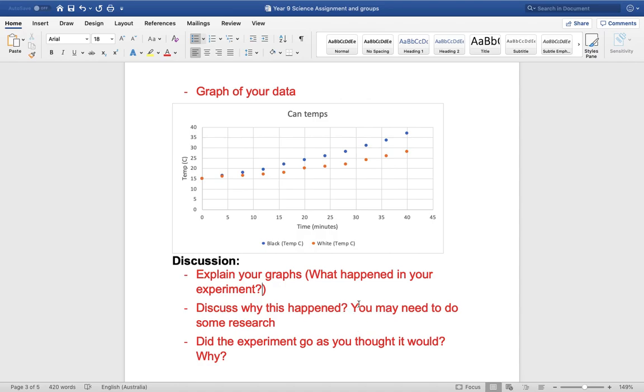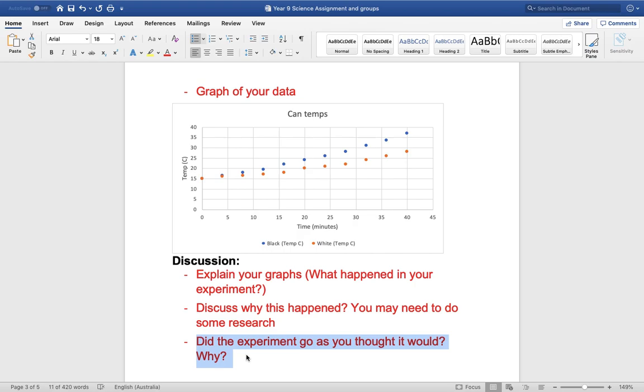You may also need to do some research. So if you can actually do some research and find a study that shows that white cars are cooler than black cars, you've actually done yourself a really big favor, because that's more at an A-level standard. So if you're getting information from other studies that have looked into this actual topic before, you're doing yourself a favor in this subject.